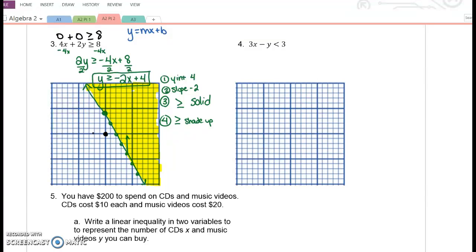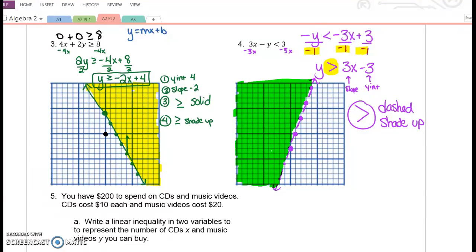All right, let's get started on number 4. What do we need to do first? Subtract 3x. So we have negative y is less than negative 3x plus 3. How do we get rid of the negative in front of the y? And what happens to an inequality when you divide by a negative? You flip the sign. Okay, once we have this, so divide by a negative, that means we flip this sign. Take a moment, finish graphing that.